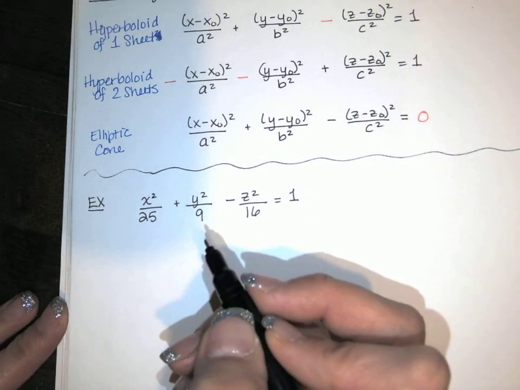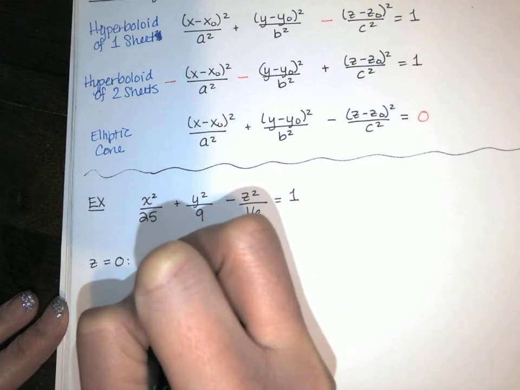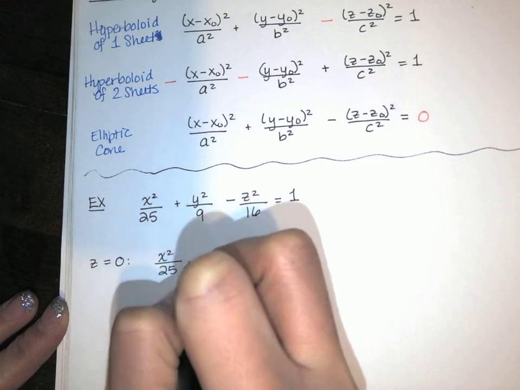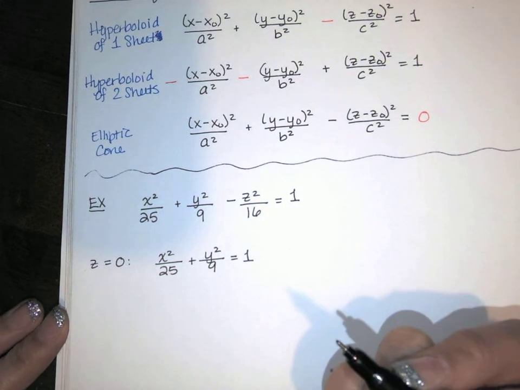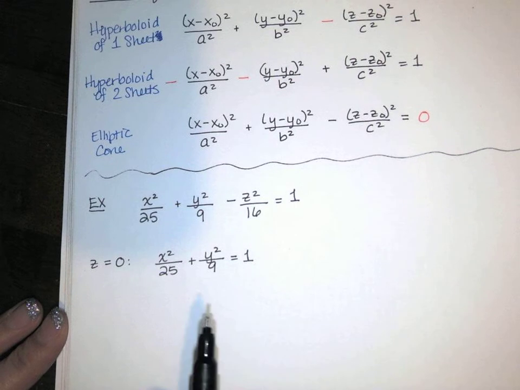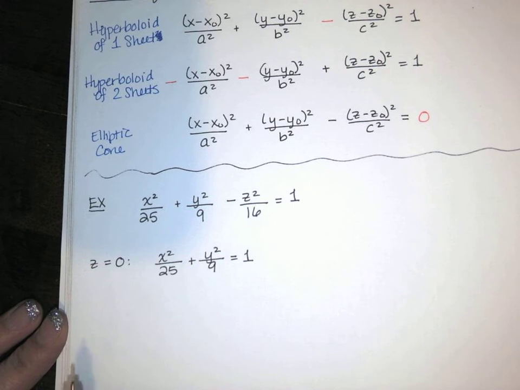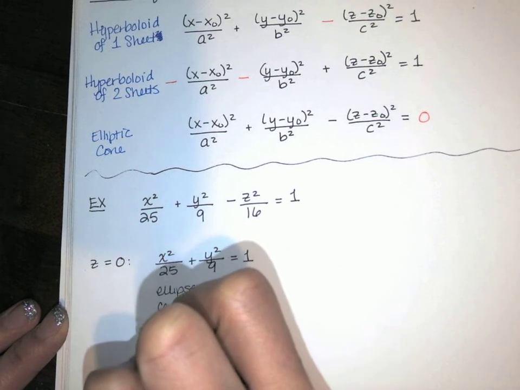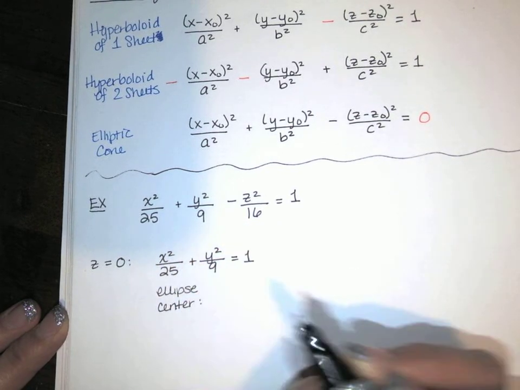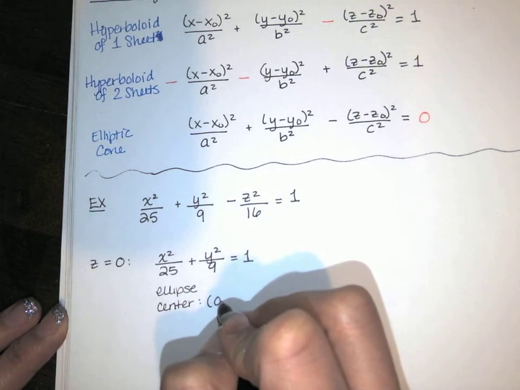So for simplicity, let's start with z. Let's make z equal 0. Then we've got x squared over 25 plus y squared over 9 equals 1. I hope you recognize that from the last video. That's an ellipse. Both of these are positive, both the x and the y are squared, I've got constants in the denominator, and I have a 1 on the right-hand side. So this is an ellipse, and it's centered at whatever we're subtracting from the x and the y. We're not subtracting anything from either of those, so it's centered at 0, 0.